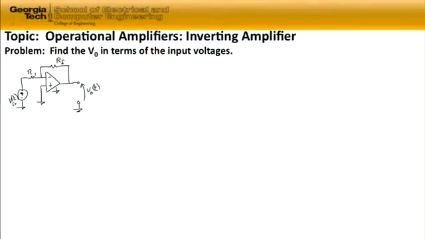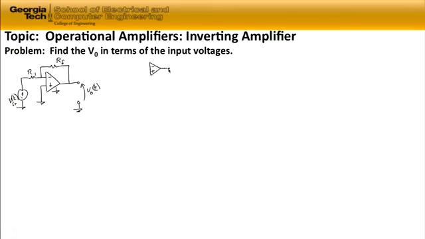The topic of this problem is operational amplifiers, and we're going to work with a circuit that is an inverting amplifier. The problem is to find V sub out in terms of the input voltages. In our case, we have one input voltage. It's V sub n that's attached to a branch with R sub 1 and ultimately to the inverting input of our op amp.